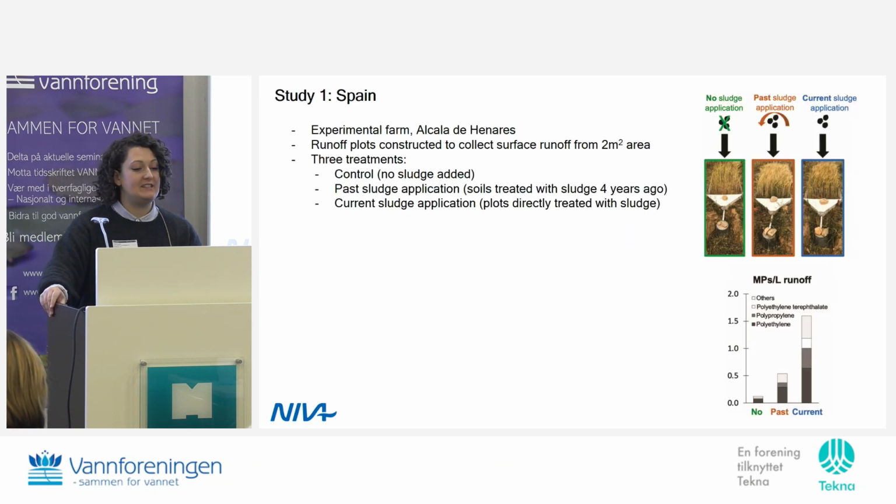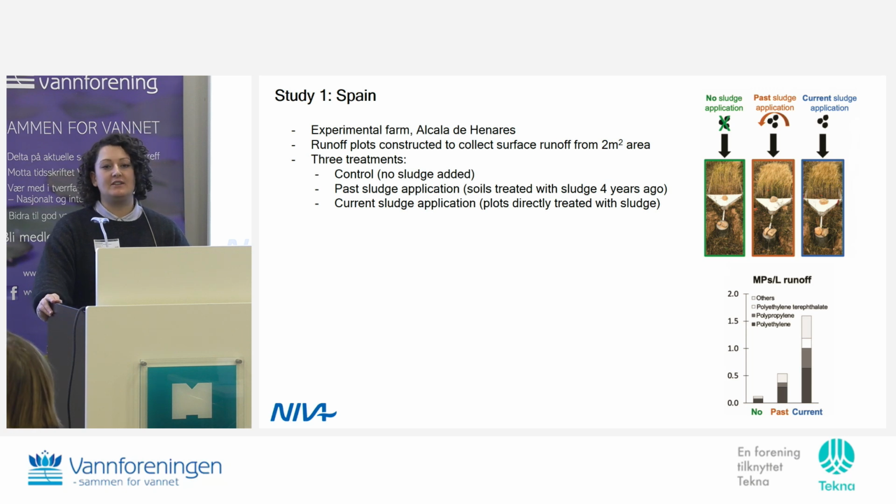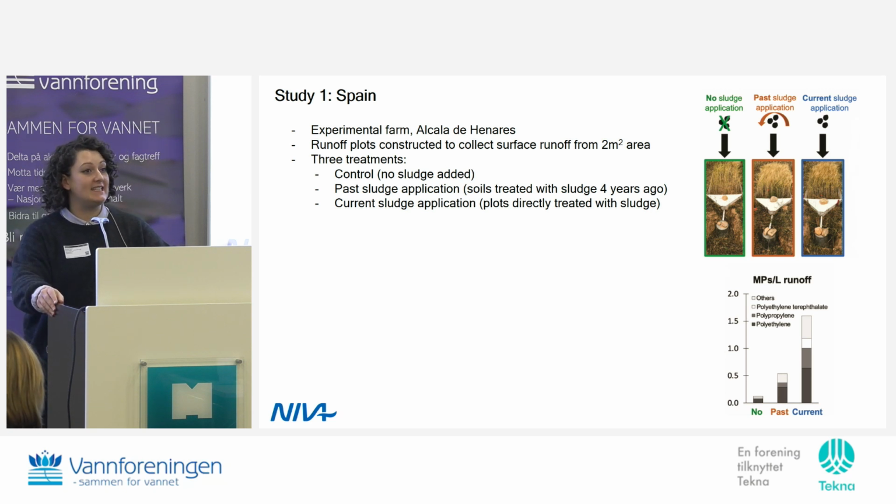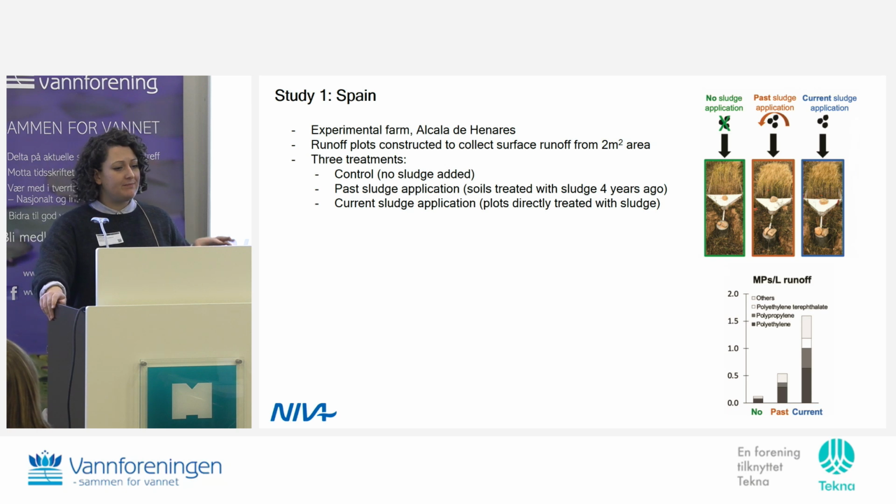First of all, in this case study in Spain, we wanted to look at the role of surface runoff as a pathway for agricultural soils to be a source of microplastics to aquatic environments. This experiment was set up in an experimental farm system in Alcalá de Henares, just outside of Madrid in central Spain. It's quite an arid region.